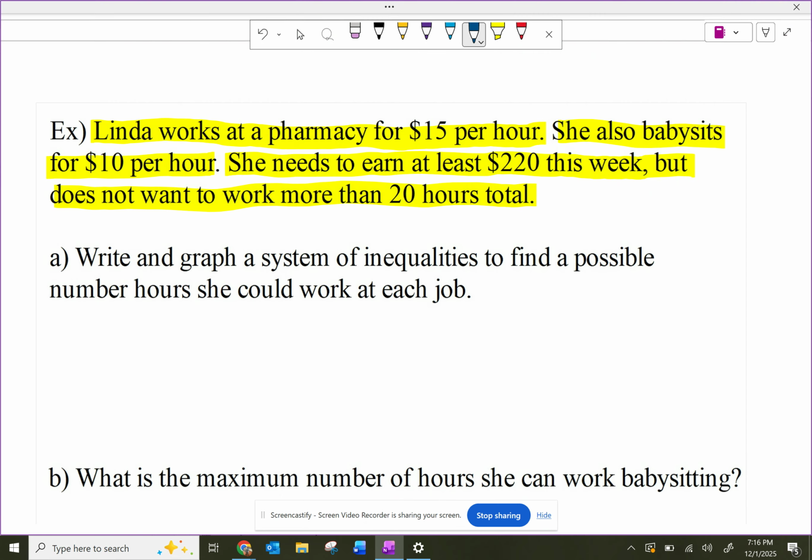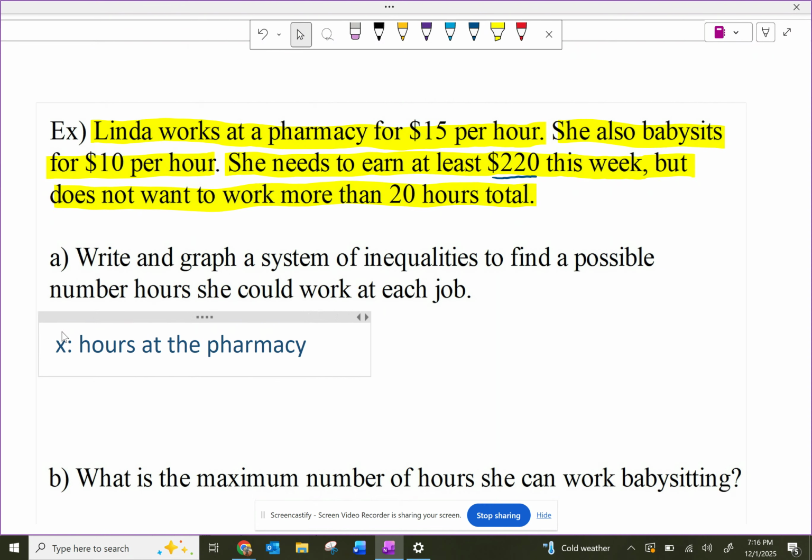So there's a couple constraints here. One is that she wants to make at least $220 per week. So we know she makes $15 an hour at the pharmacy and $10 an hour babysitting. So how many hours she's working is the variable here. So I'm going to let x represent the hours at the pharmacy, and y will represent the hours babysitting.